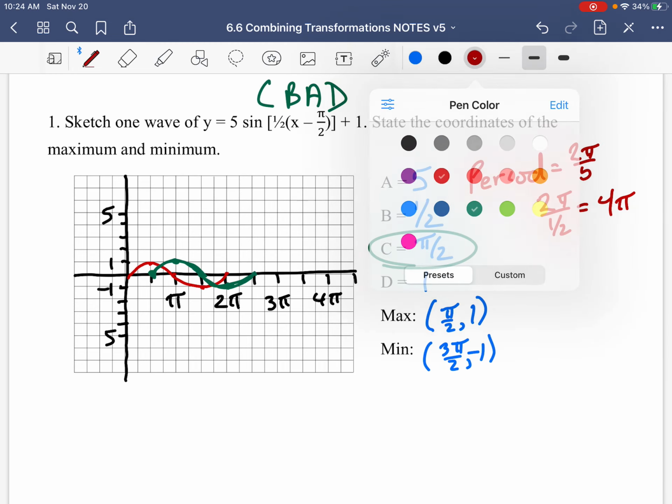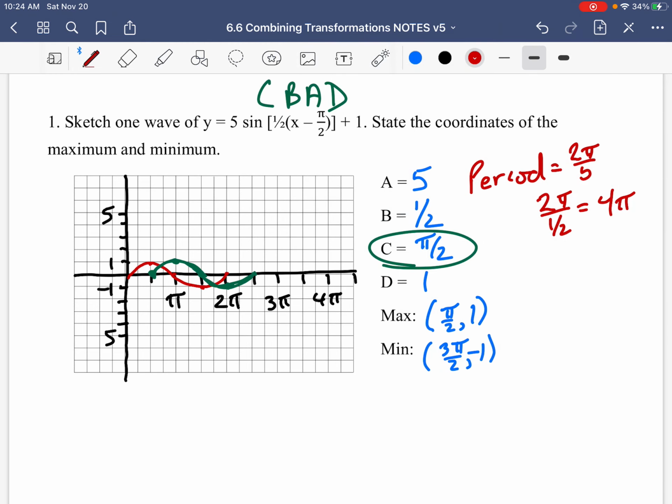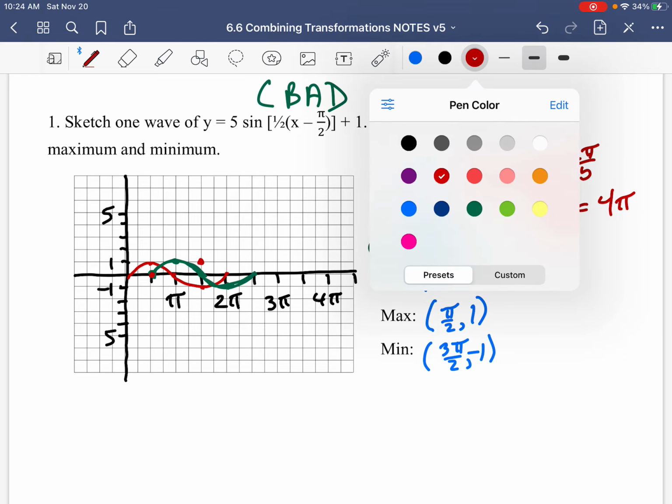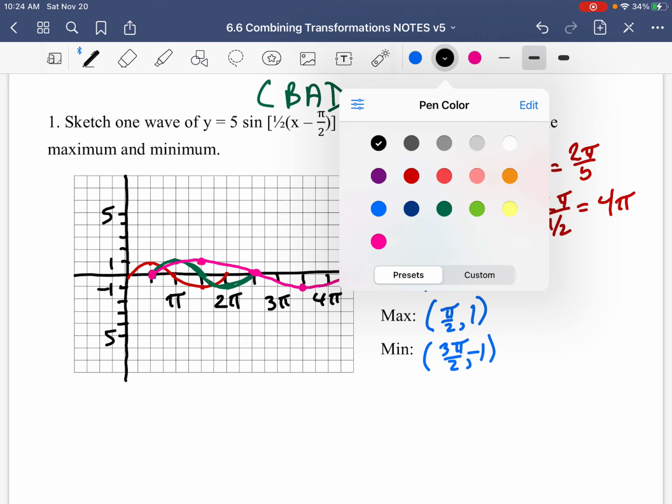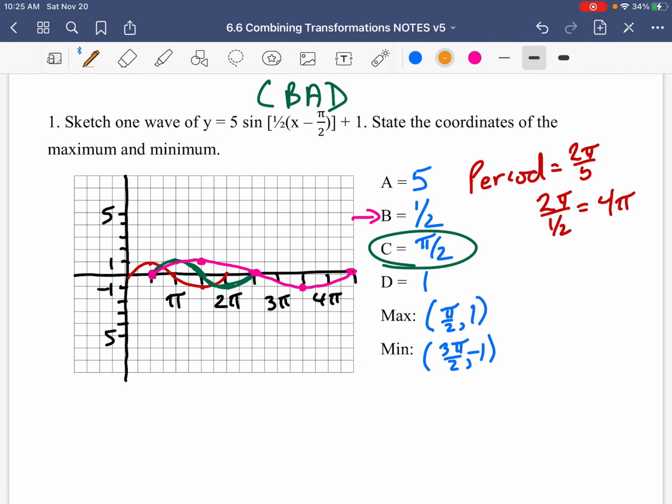Then the period is 4 pi, which means it gets stretched. So it goes something like, actually no, let me change the color. Pink. So it's stretched out like that, and notice the wavelength of the period is now 4 pi. Then we go on to the amplitude A. I'll make this orange. 5 up, 5 down. So a vertical stretch of 5, which we now call the amplitude.